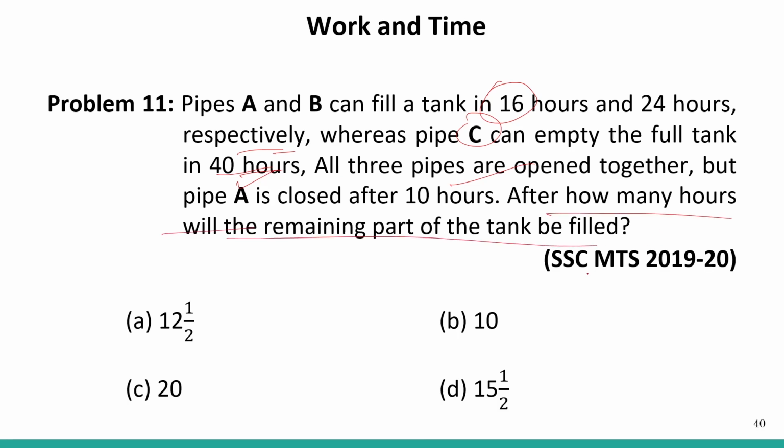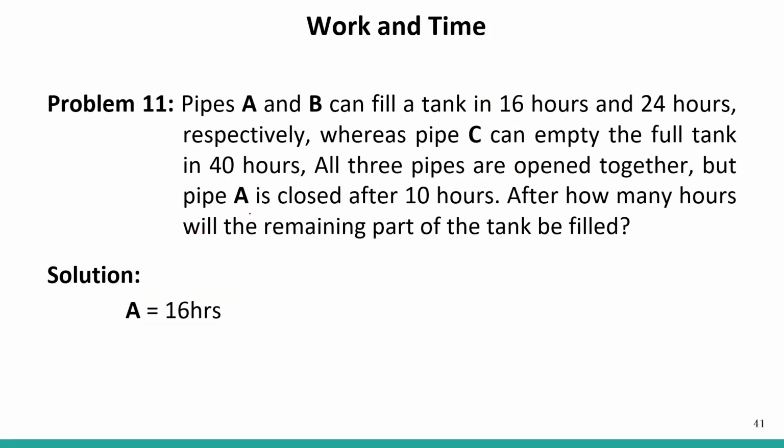So this question is also from the topic pipes and cisterns. So let's solve it using the formula in work and time. This question has been asked in the SSC MTS 2019-20 paper. So is it 12 whole and 1 by 2, or is it 10, or is it 20, or is it 15 whole and 1 by 2? Is option A correct, or B, or C, or D? This is what we want to see. So let's go forward with the solution.